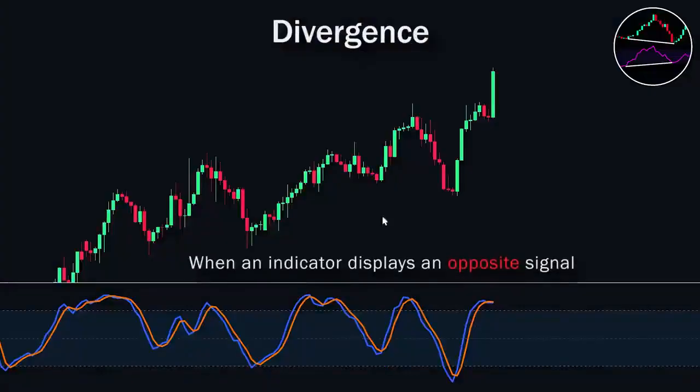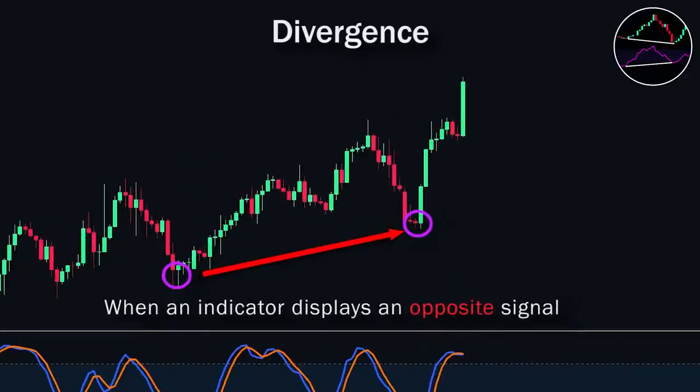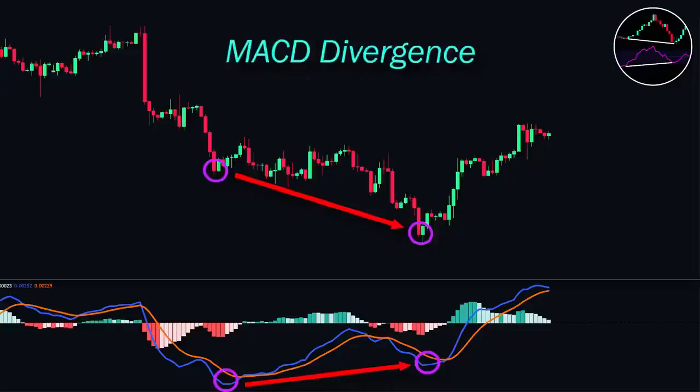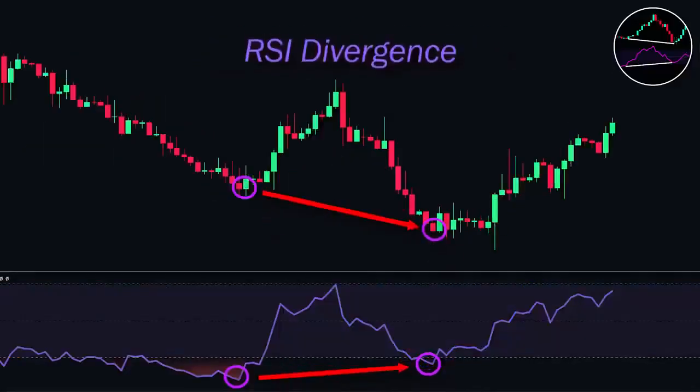Divergences. Divergences occur when an indicator displays an opposite signal of the real price movement. When this happens, it is usually a sign that the trend might reverse. Divergences can occur in many indicators such as the MACD, stochastic, and the RSI.